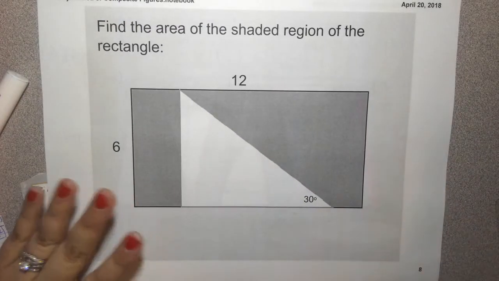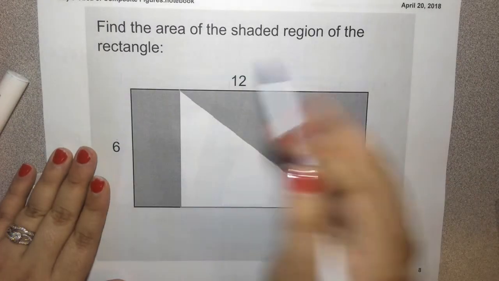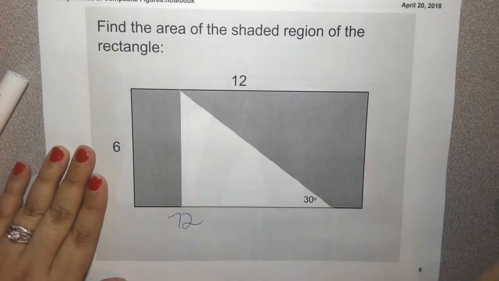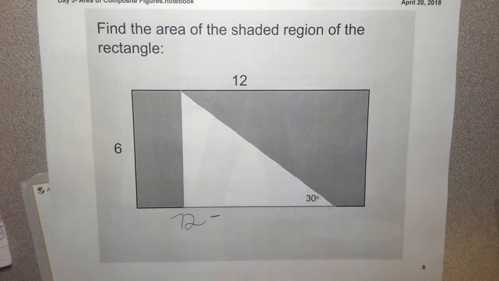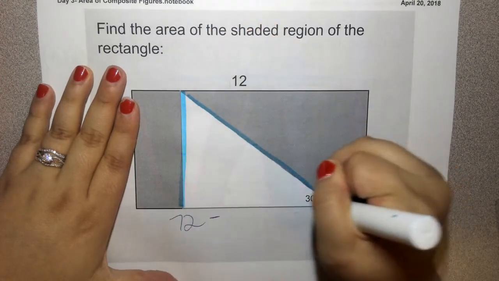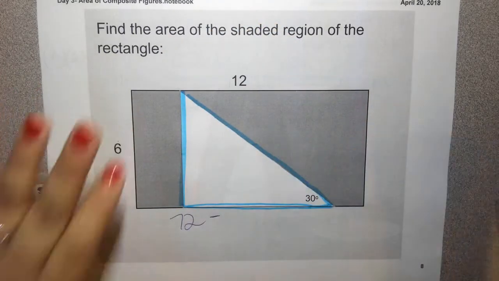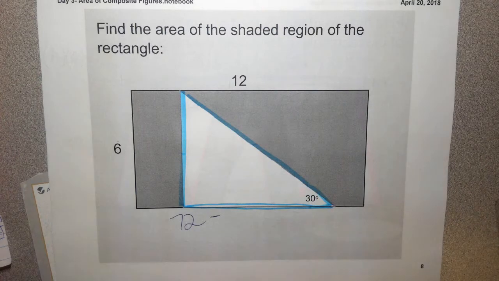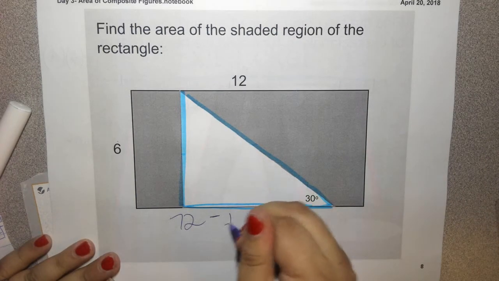Okay. Last one I do with you before I help you out with a little bit of the homework problems. The area of the big, 6 times 12 is 72, minus the area of the not shaded. Well, this is a triangle, and it's going to be 1/2.